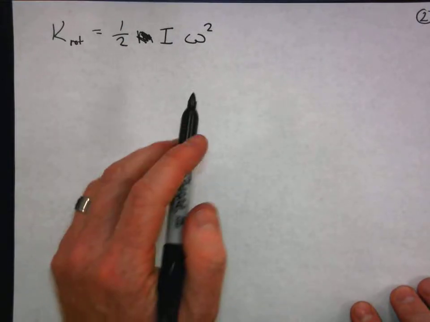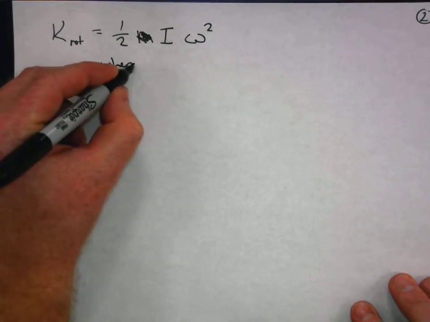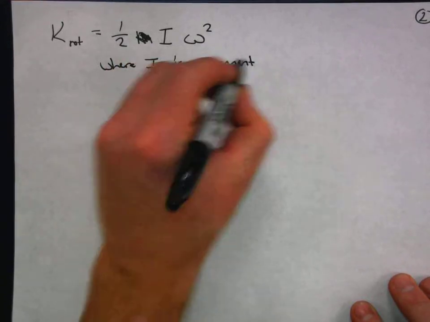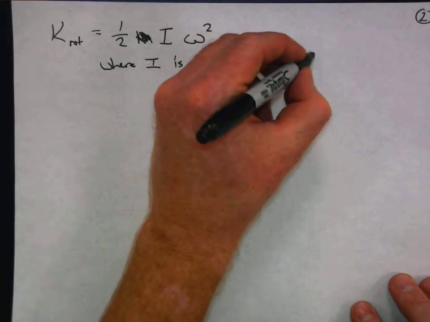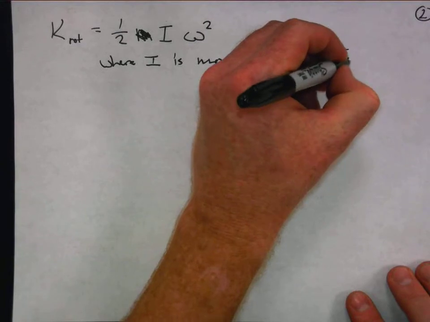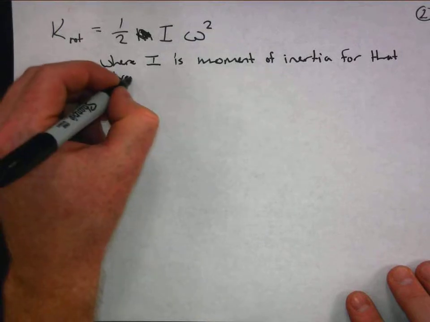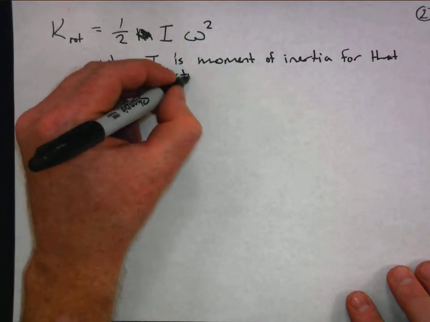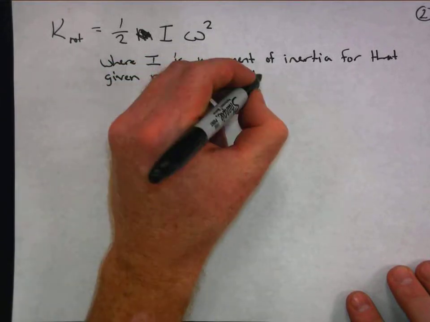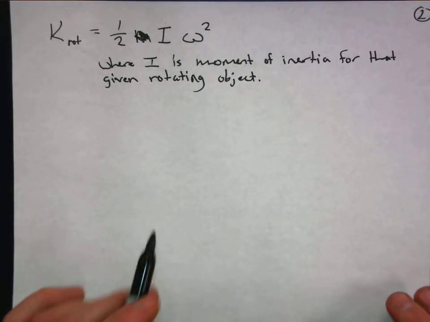And this is where I is the moment of inertia for that given rotating object. It is very specific. The value of I changes if you're talking about a different shape and size of an object.